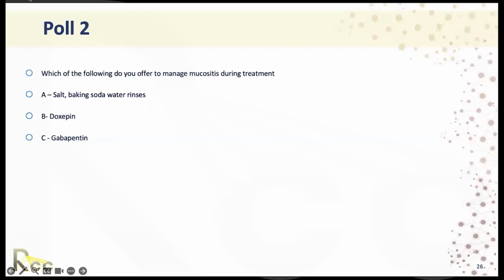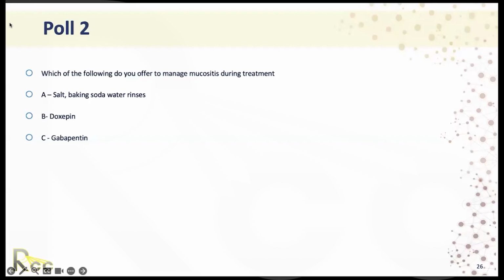I'm looking at the poll results. Again, most of us use salt, baking soda, and water, and I still think it is one of the most effective treatments for patients. But I really hope that after this course you will start thinking of using doxepin, because doxepin is very cheap. It's not expensive. These are generic drugs. And also gabapentin. We've put in the recipe of how to prescribe gabapentin. Really, these are 2 other agents that I think really help patients in reducing mucositis. So things that you can consider.